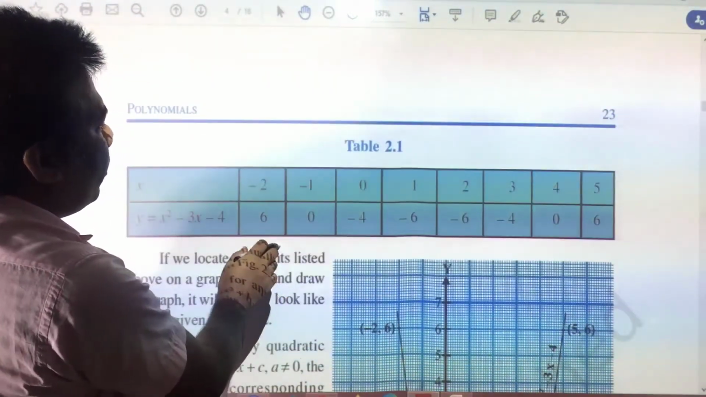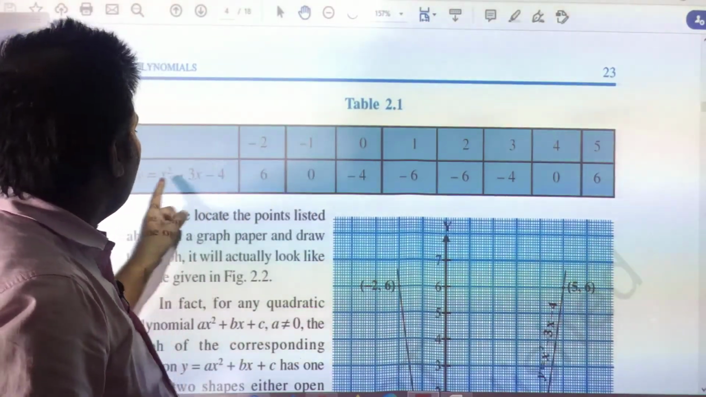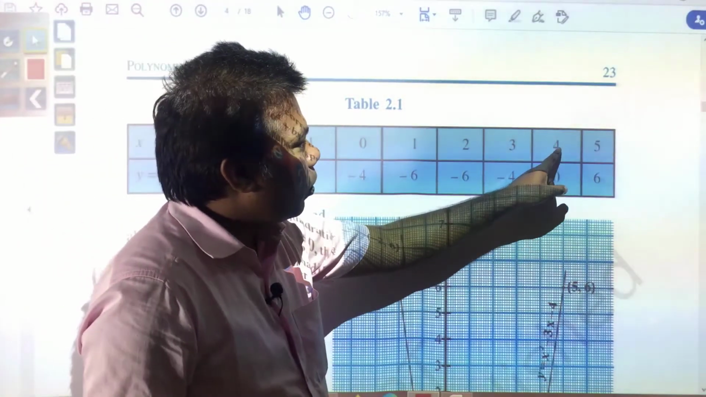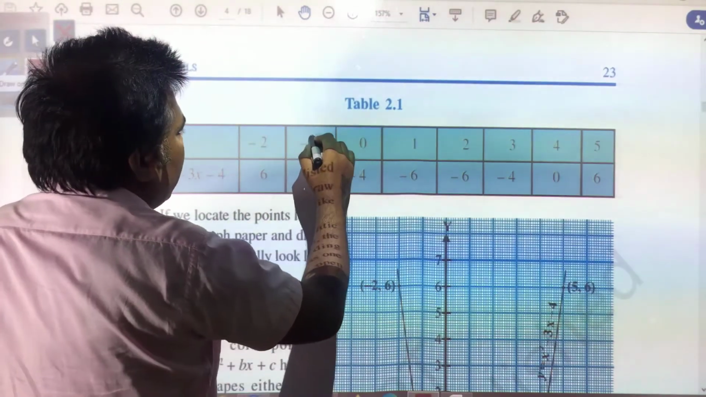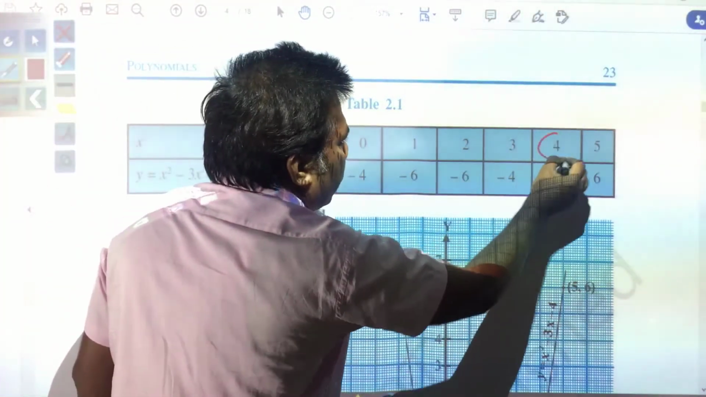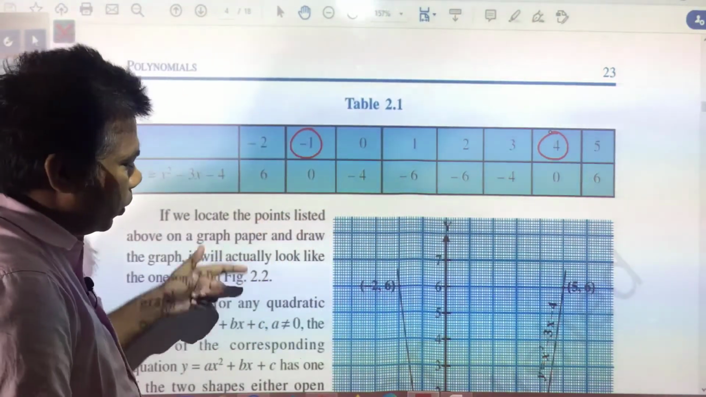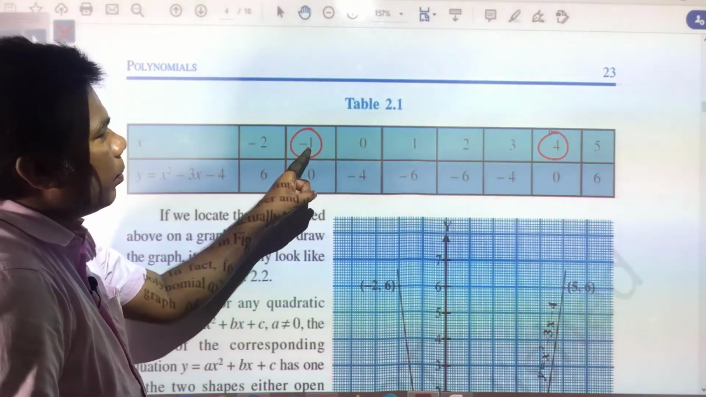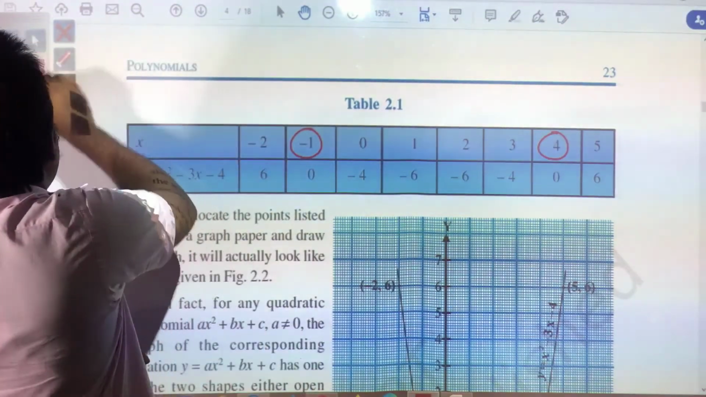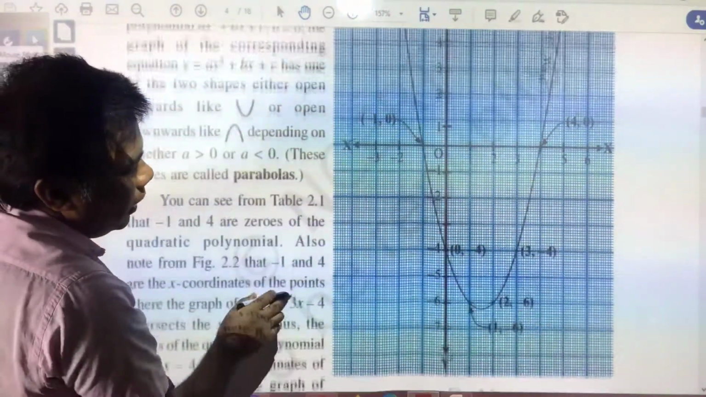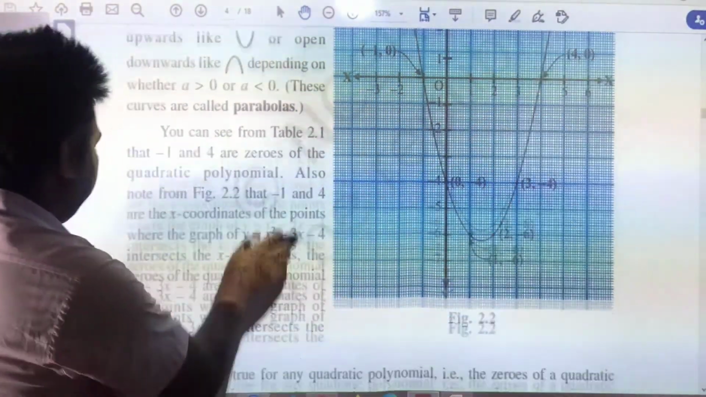Again, in this table you see, when you have minus 1, then y is equal to 0, and when you have 4, then y is equal to 0. It means what? You have two zeros, minus 1 and 4. At these points y is 0, and that is why for your given quadratic polynomial minus 1 and 4 will be zeros. It shows what? The x axis will be intersected at points minus 1 and 4.